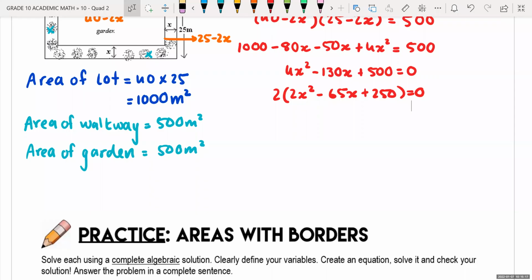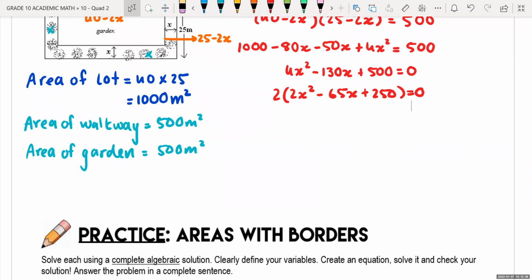So it's not a simple trinomial. I'm trying some numbers in my head, like 25 and 10, and all of those. Nothing seems to be working. So I think for this question, I am going to have to use the quadratic formula. So this is good practice. Let's go ahead and try to use the quadratic formula.